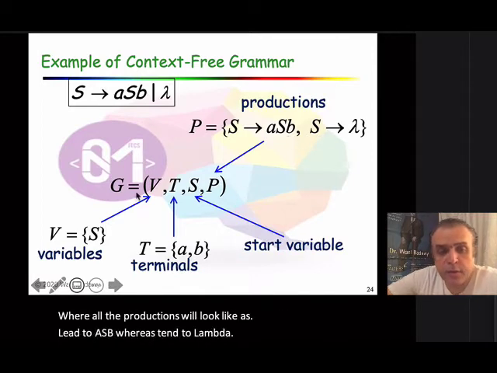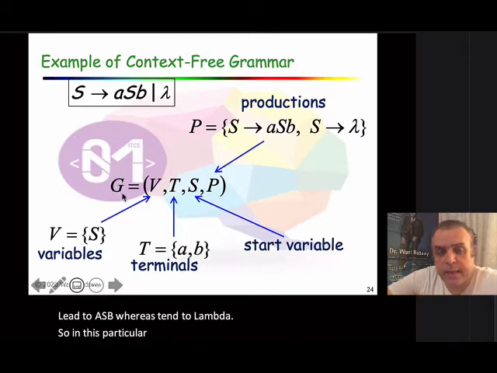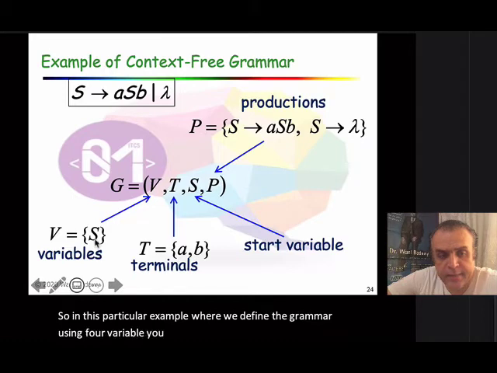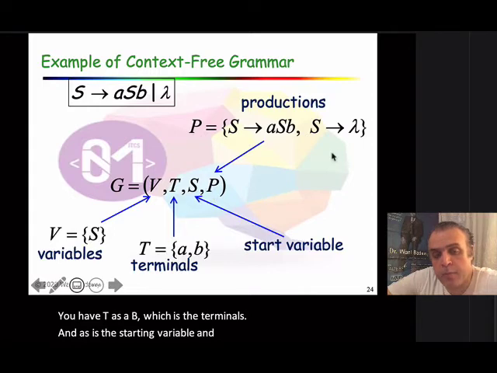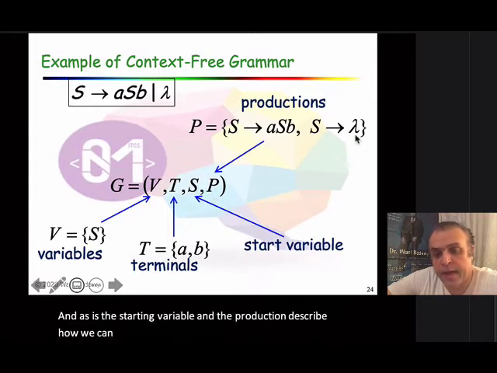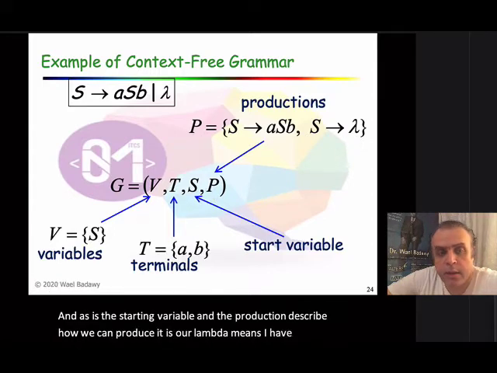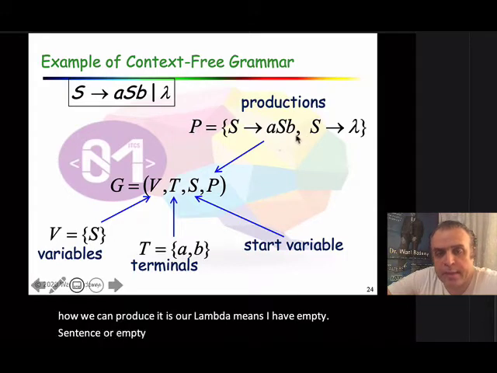So in this particular example, where we define the grammar using 4 components, you have S as a variable, you have T as A, B, which are the terminals, and S is the starting variable. And the production describes how we can produce it. Either lambda, which means I have an empty sentence, or I have ASB, where S can be ASB or it can be lambda.